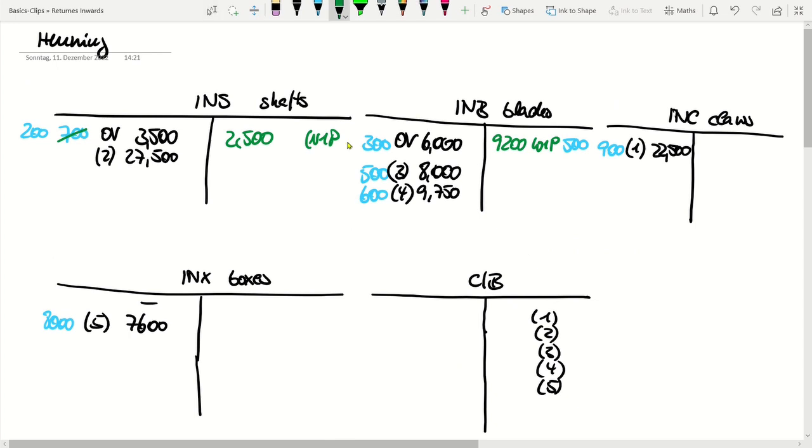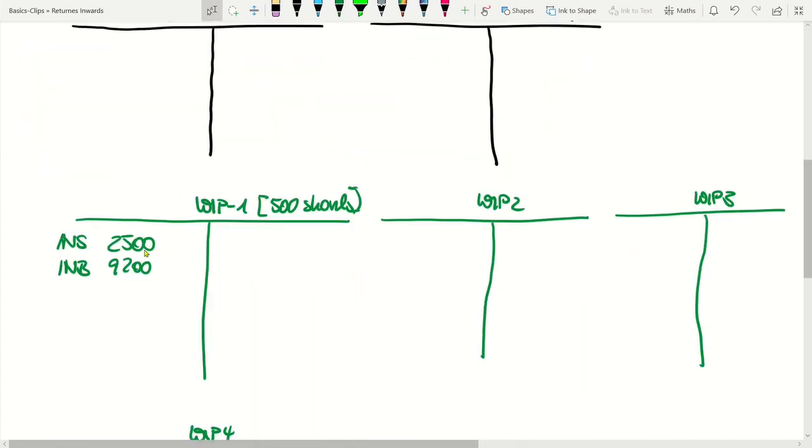Next, my shovels need 500 boxes. So I record 500 multiplied with 95 cents. Gives me 475. The contra entry is in the work in process 1 account. Comes from the boxes.